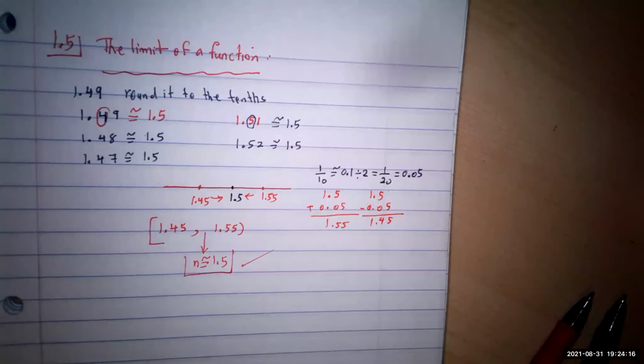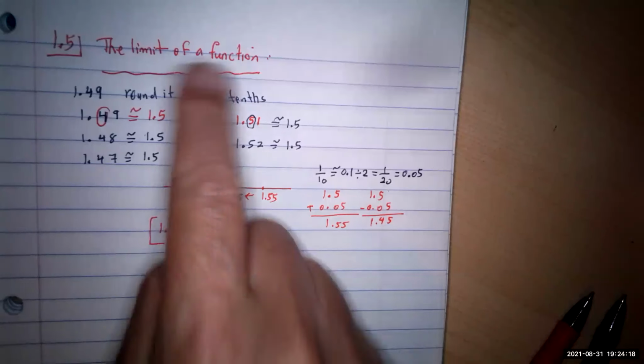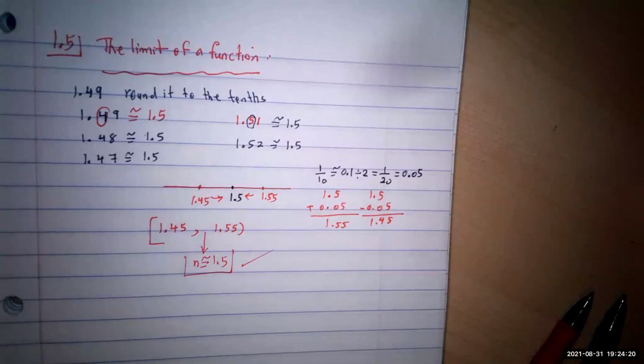Now, how about limit of the function? When we talk about the limit of the function, remember the function. What's the function? Function is y equal to f of x. If you want to find the exact value of the function, you drop the numbers in it. You find f of 2, f of 3, f of 4.